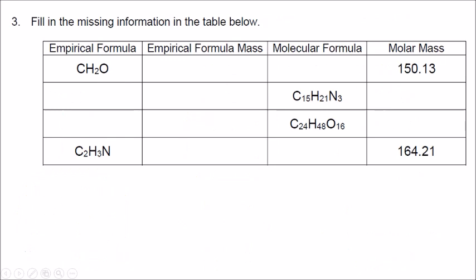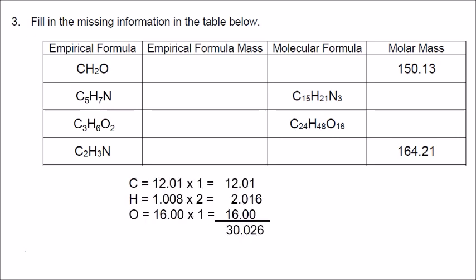All right, number 3, fill in the missing information in the table below. Let's start with reducing the molecular formulas that we are given to the empirical formula in the first column. So C15H21N3, if we divide all of those subscripts by 3, we get C5H7N. And then to take 24, 48, and 16, let's divide all of those subscripts by 8, and we get C3H6O2.